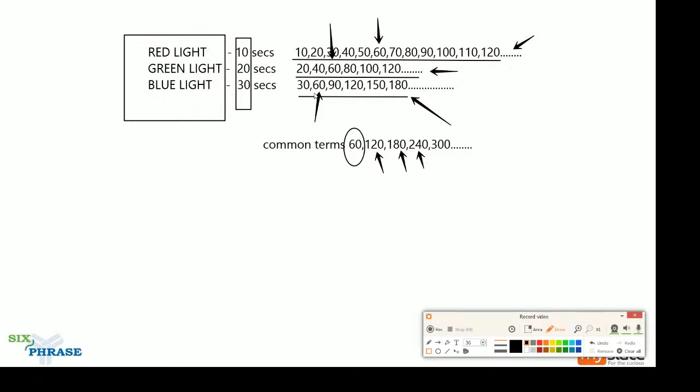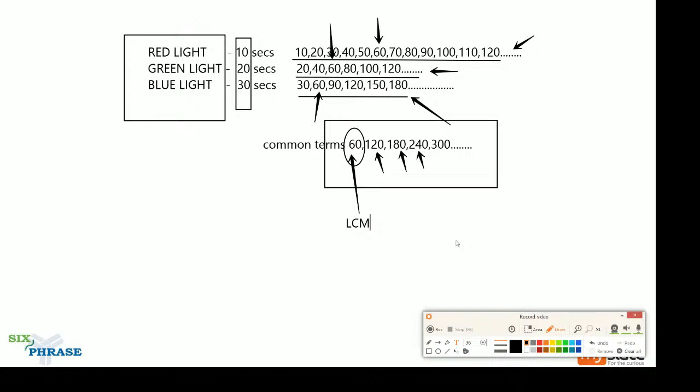So that is the LCM. During my explanation of LCM, this is how I taught you LCM: find the common terms or common multiples, and among those you find the least. That is why it is called the least common multiple. So these are the common multiples, and among them the least one is this one. This is why we call it LCM.